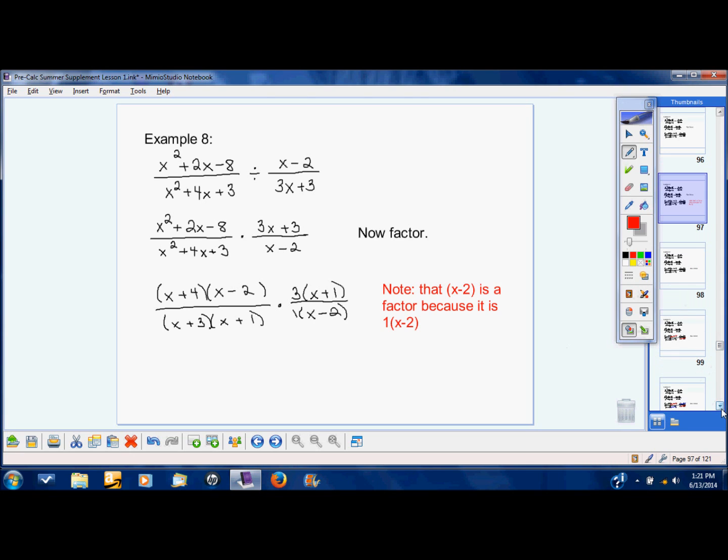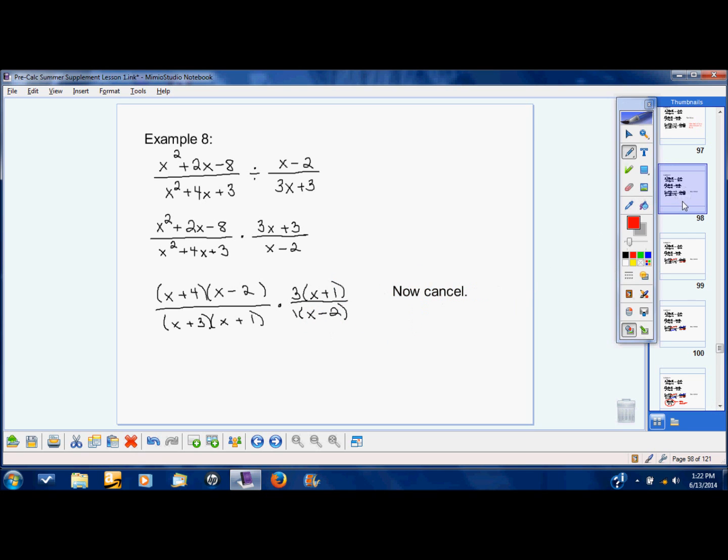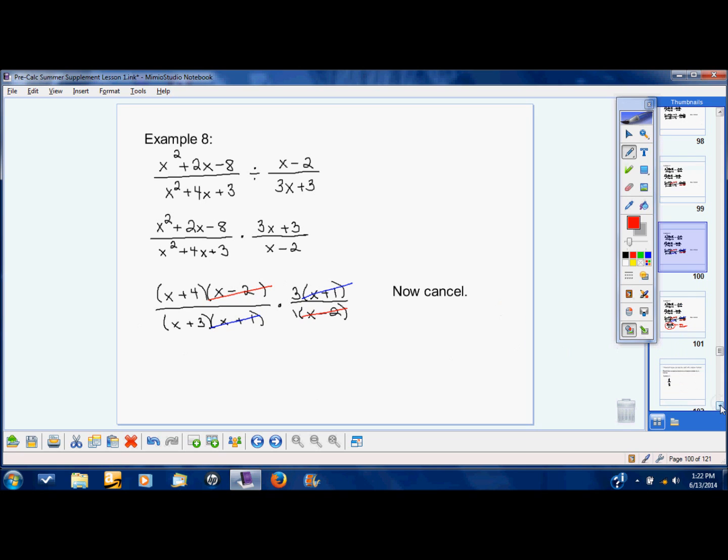So now that we have that all factored, and we're keeping in mind that this is actually a factor here, now we can begin to cancel. So we'll look through x plus 4, there's nothing that we can cancel that with. X minus 2, yeah, there is one in the denominator, that can go. X plus 1, there's a partner down here, so they can get canceled out. There's nothing to cancel with the 3, and there's nothing to cancel with the x plus 3. So we have to leave those alone.